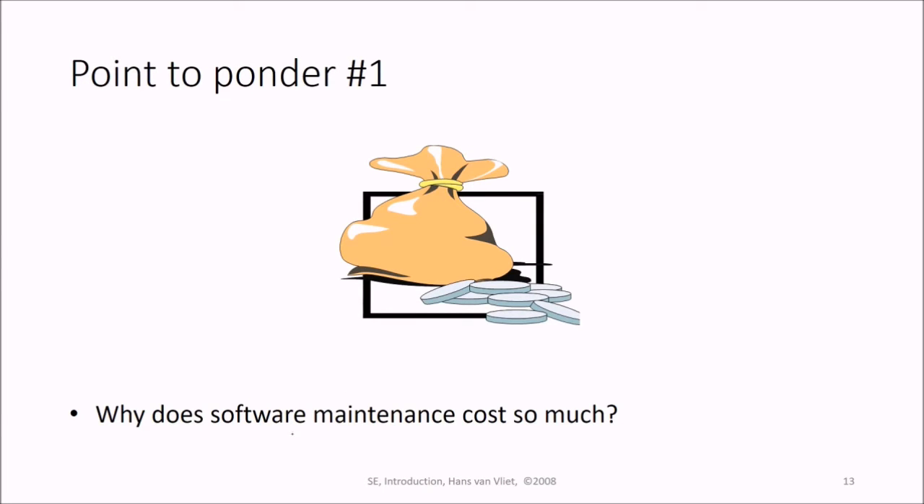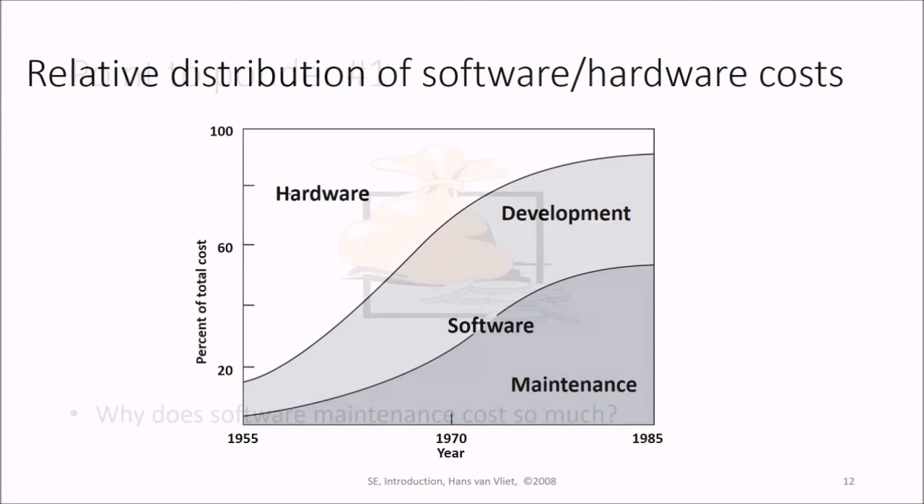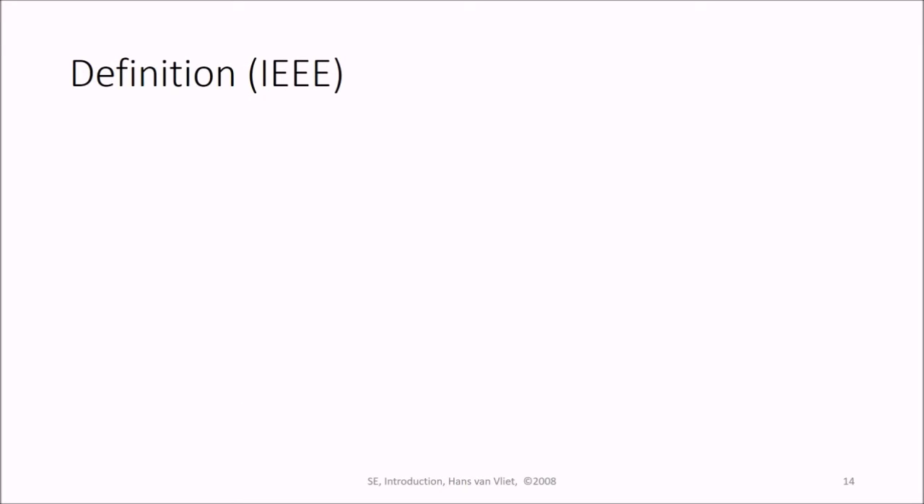Why is software maintenance costing so much, as we have seen just in the figure? This is the relative distribution. Okay, so we need to understand why maintenance is taking so much time. Was the software not built properly at the first go? Why would it require maintenance? Well, the maintenance is necessary.